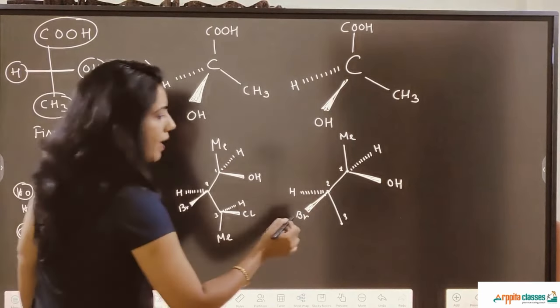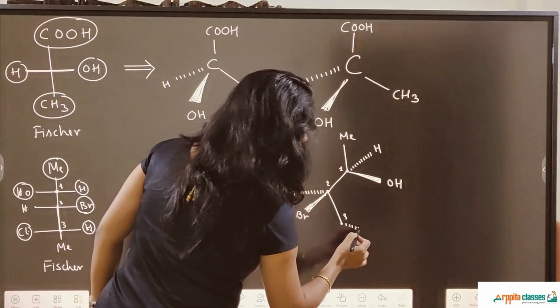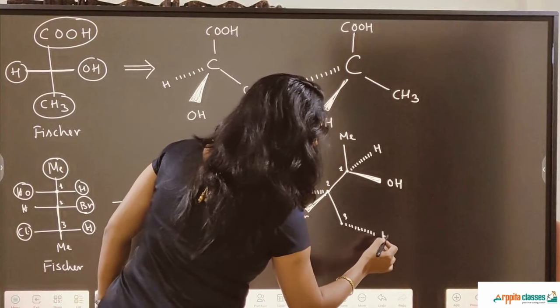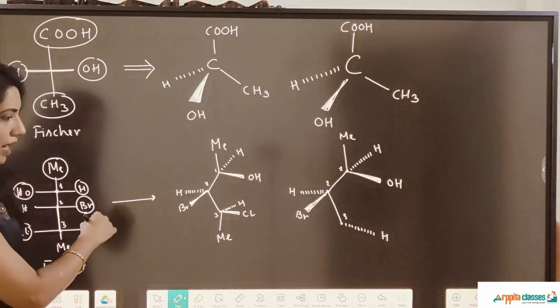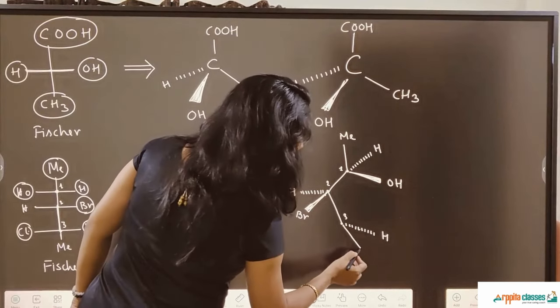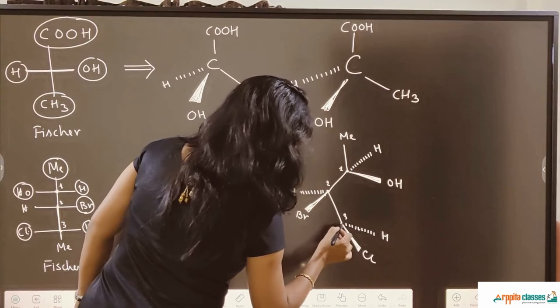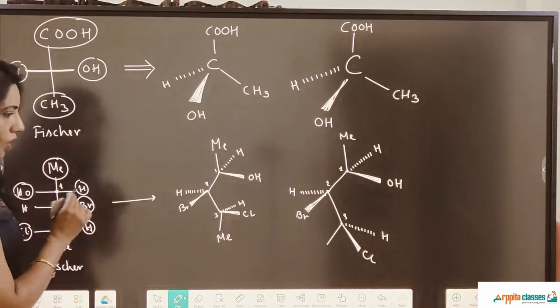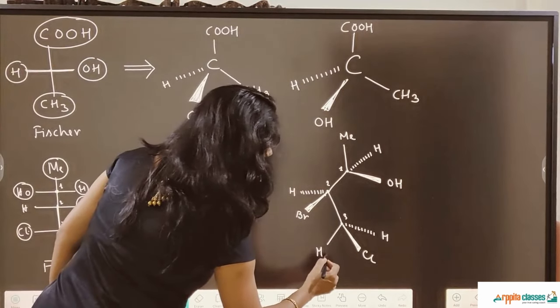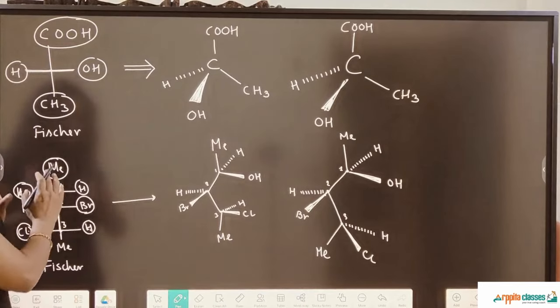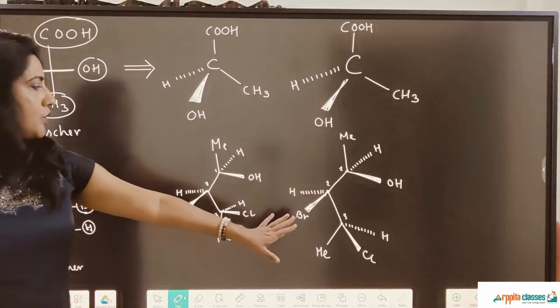So this one, wherever it is, I will be showing it on the same side by a broken line, and chlorine I will be dragging to the same side and will be showing by a wedge like this. This is chlorine above the plane. And another one which is on the plane is your Me. So this is the representation of this molecule by wedge formula.